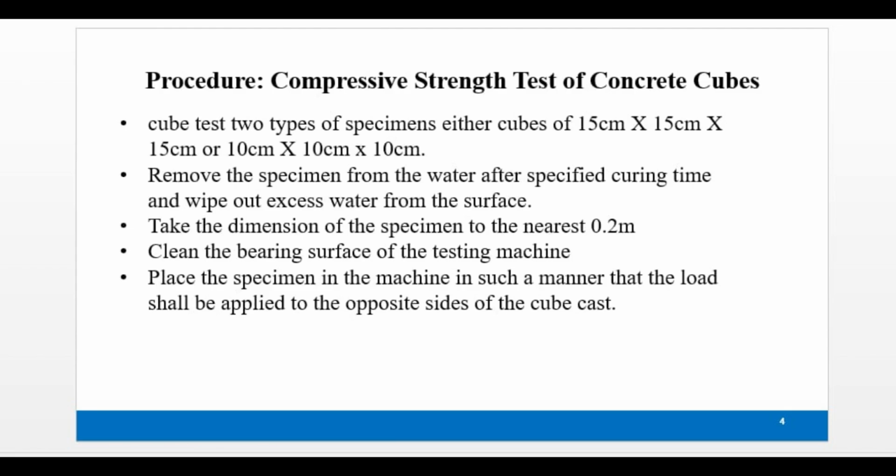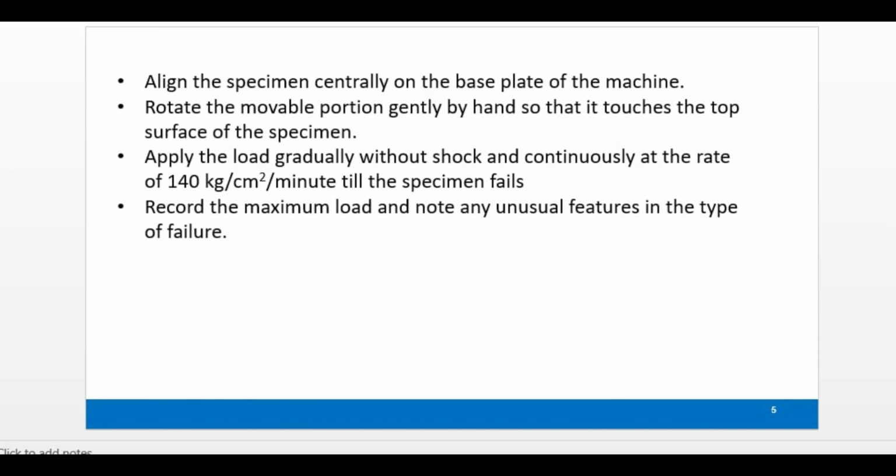The top surface of the specimen should be made even and smooth. This is done by placing cement paste and spreading it smoothly over the whole area of the specimen. These specimens are tested by a compression testing machine after 7 days curing or 28 days curing. The load should be applied gradually at a rate of 140 kg per centimeter square per minute till the specimen fails. The load at failure divided by the area of the specimen gives the compressive strength of the concrete.